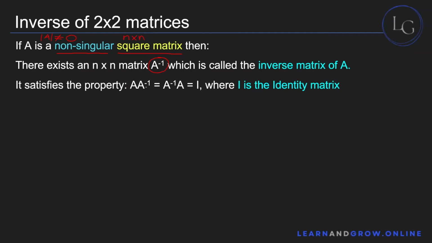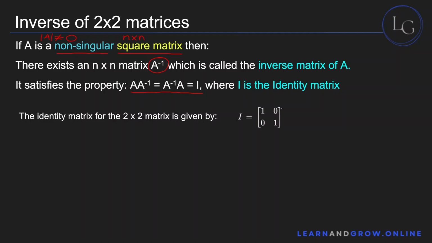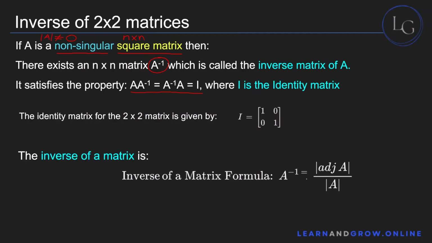And A inverse will also satisfy this particular property here. What this means is that the original matrix A multiplied by A inverse, or A inverse multiplied by the original matrix A, is equal to the identity matrix. And this is a 2 by 2 identity matrix. So if you multiply a 2 by 2 original matrix with its inverse, or the inverse with the original matrix, then it will give this 2 by 2 identity matrix. So the inverse of a matrix is found through this formula. The inverse of A is equal to the adjoint of A divided by the determinant of A.